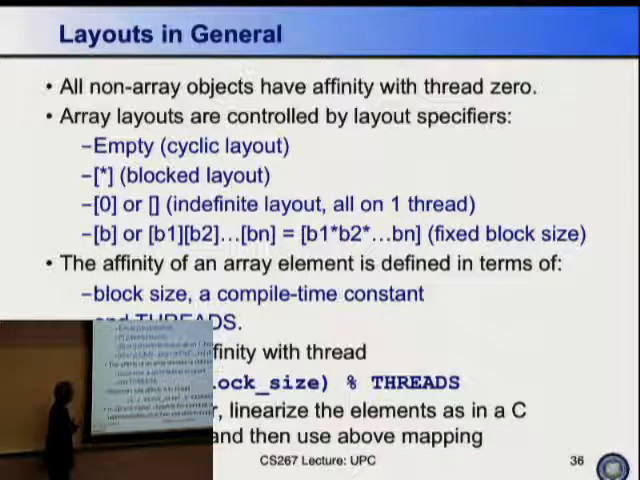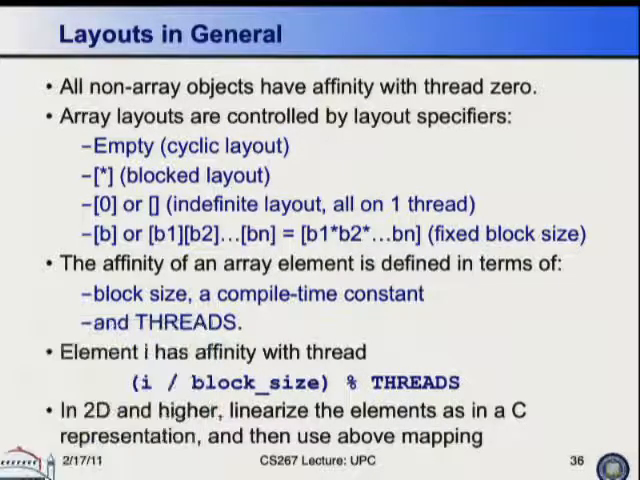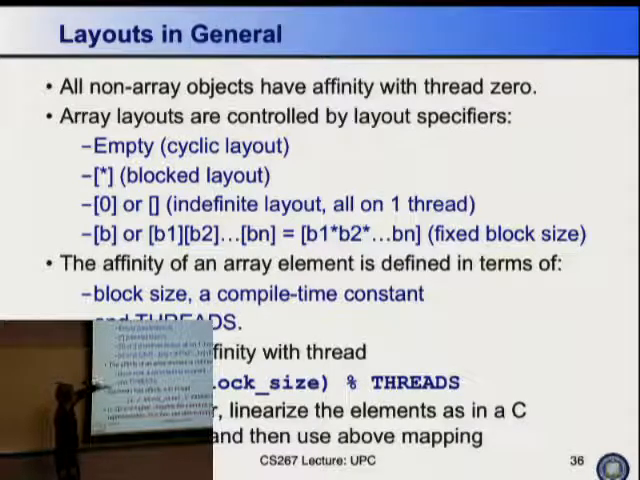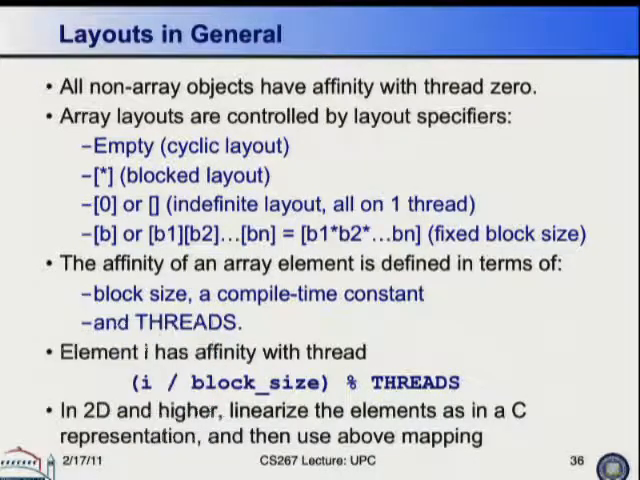Okay, and the affinity of the array is defined in terms of its block size, which is a compile time constant, and the total number of threads, which may or may not be a compile time constant, depending on how you built the program. Each element has the obvious affinity, which is i divided by the block size, modulo the number of threads. That's true even when you have multidimensional arrays. The way to think about it is to flatten your array out the way it would be stored in memory in a single serial program, and then divide it into chunks equal to the block size.